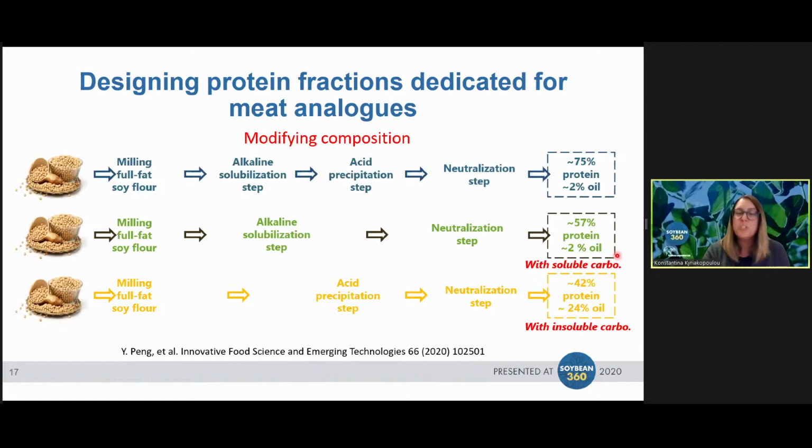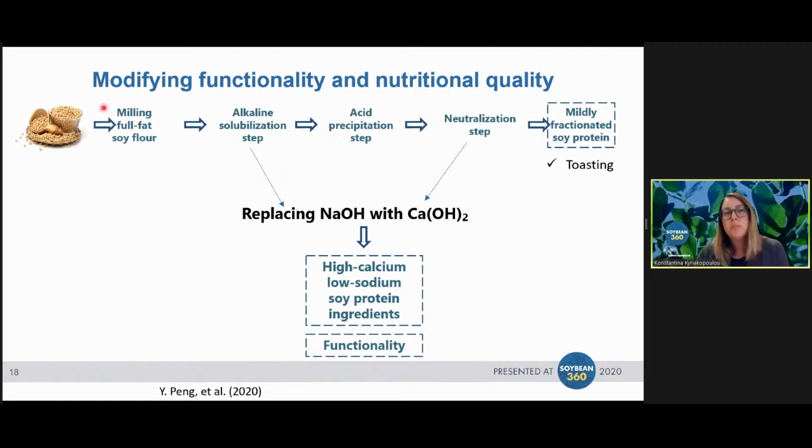We also went one step further, so not only modifying the composition, but modifying the functionality and the nutritional quality. And we did this by just replacing the sodium hydroxide in the fractionation process with calcium hydroxide. In this way, our goal was to produce high calcium, low sodium soy protein ingredients. And by doing this change between sodium hydroxide and calcium hydroxide, we also saw a significant difference in the functionality.